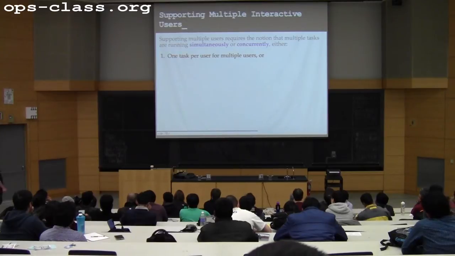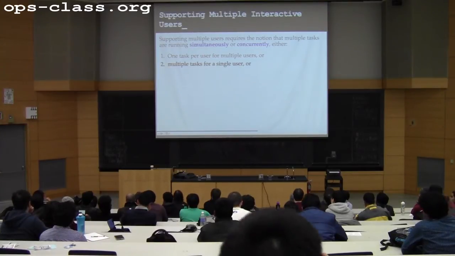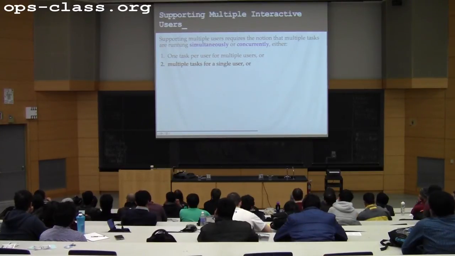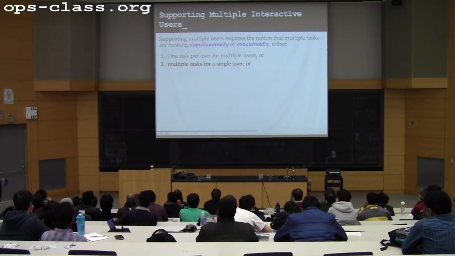Let's go back to the illusion of concurrency. So if I'm going to run multiple tasks at the same time, then I have to be able to either, you know what, I have no idea what this slide means. That's old slides.